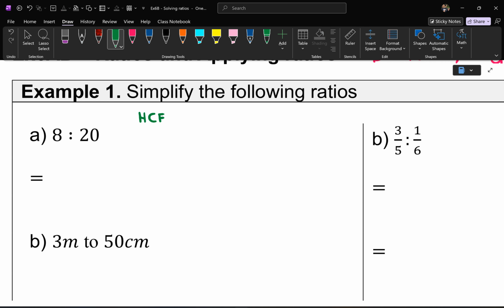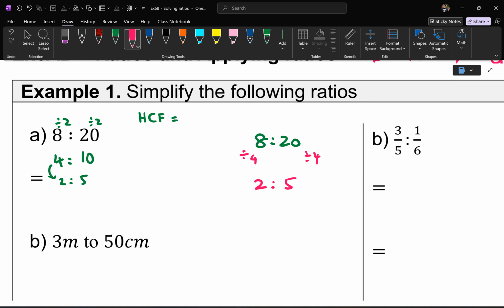So either way, whether you went with 2 or 4, it still works. You just have to simplify it to the simplest form. So if you did it with 2, you would end up with 4 to 10, which means that you can still simplify further because you didn't choose the highest common factor. So then you can divide it by 2 again, and you get 2 to 5. But if you did it through the highest common factor, 8 to 20, if you divided this by 4, like Amira said, then 8 divided by 4 gives you 2, and then 20 divided by 4 gives you 5. So it's a 2 to 5 ratio.